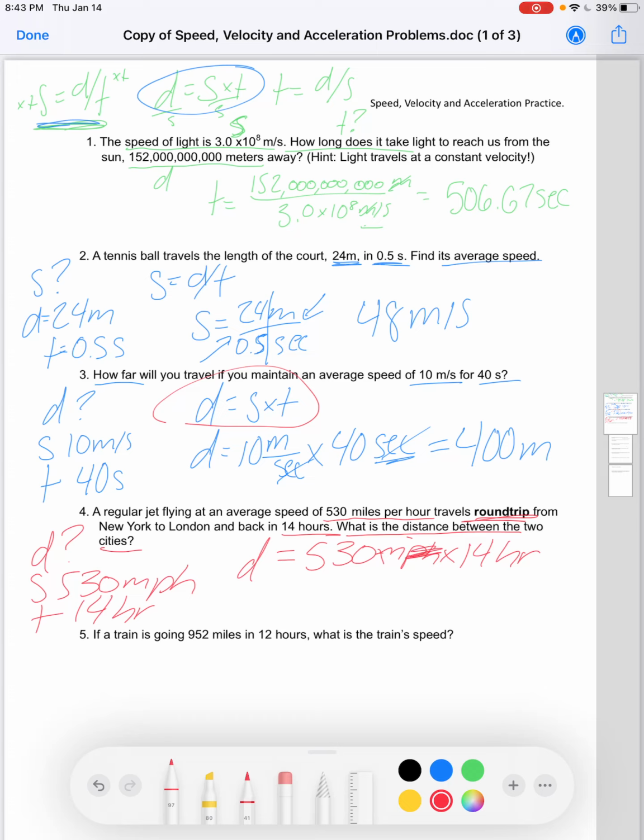The hours cancel each other out because this per hour is on the bottom, right? So my distance is going to be 7,420 miles. But look at the question. This was round trip, okay? The whole trip was there and back. It's only asking for the distance between the two cities, not how long it went round trip. So basically, if it was displacement, it's 0. So it's asking actually for half of this number. So I'm going to divide this by 2. So the answer is going to be 3,710 miles.